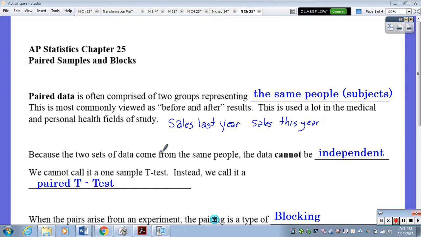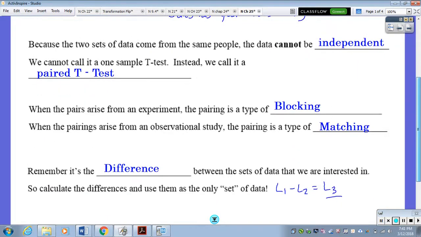Because I have the same subjects, I'm not allowed to have the independence condition. The independence condition is going to be a little bit different, so I can't say that group 1 is independent of group 2 because I don't have two groups anymore. I have one group, but it's not a one-sample t-test, so instead we call it a paired t-test.